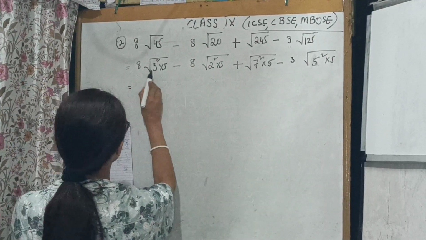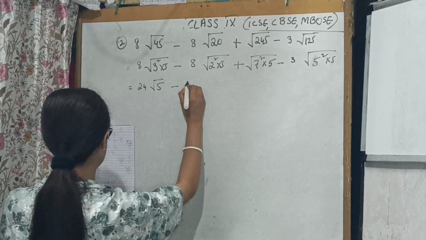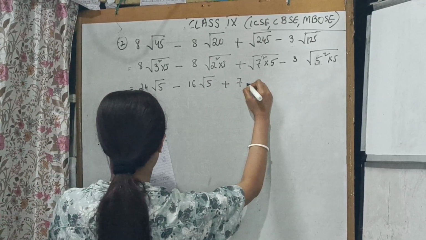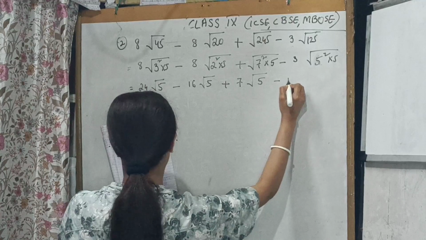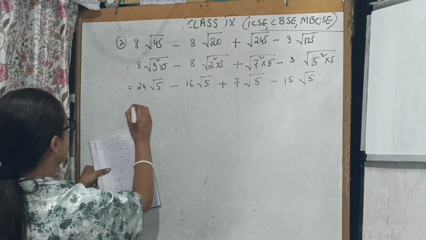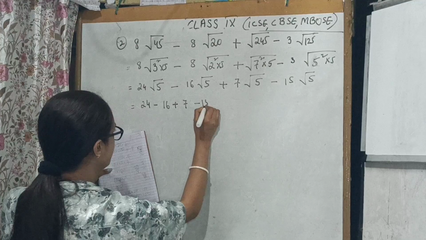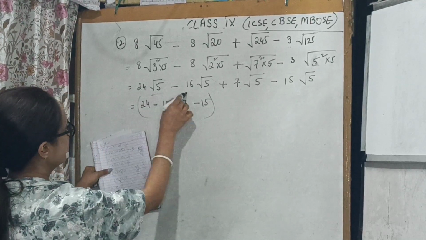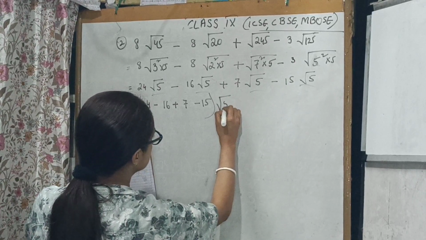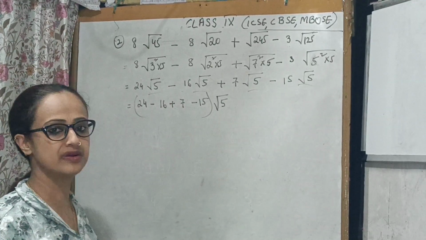ध्यान में रखियो. 8 into 3, 24. Square root of 5. 8 2s are 16. Square root of 5 plus... take all the numbers together. 24 minus 16 plus 7 minus 15, and common thing in them root 5, root 5, root 5, root 5. चिपका दो. Why चिपका दो? Because they have the common surname, common title.